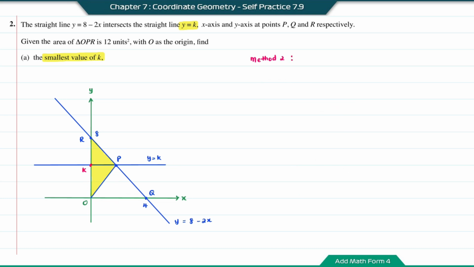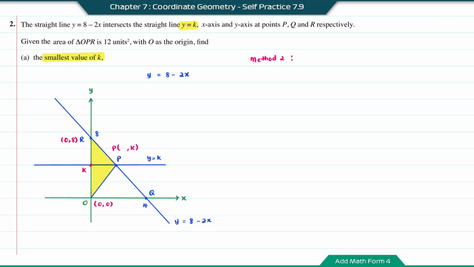And as for method 2, we're going to use the shoelace formula. So here we know that the coordinate of the origin will be 0, 0. And for the coordinate R, it will be 0, 8. And for the coordinate P, here we just know that the coordinate y will be equal to k. So we need to find what is the x coordinate for the point P.